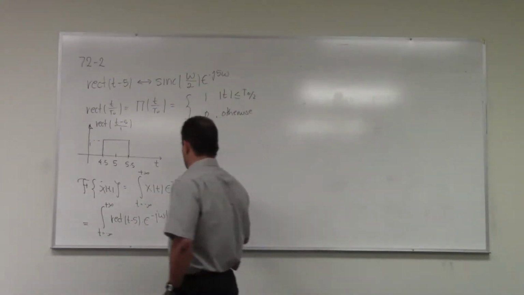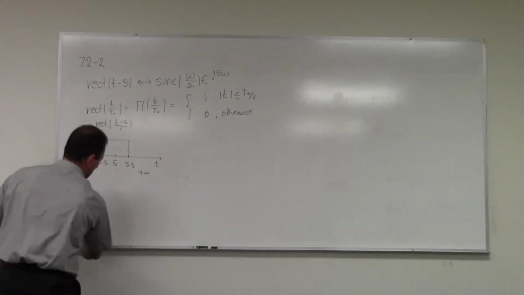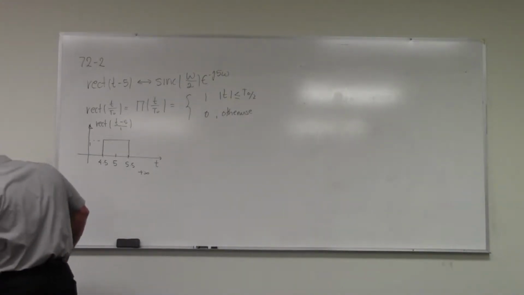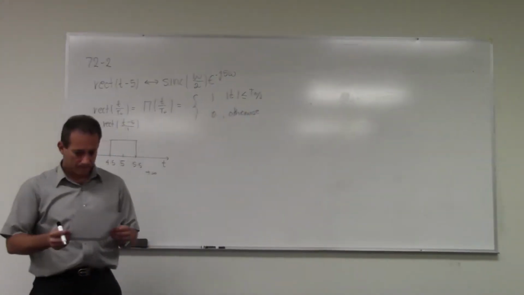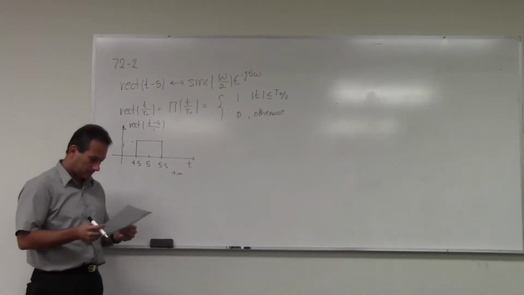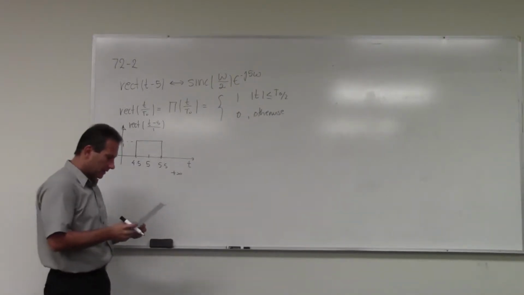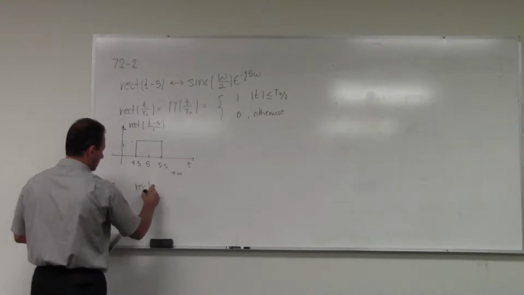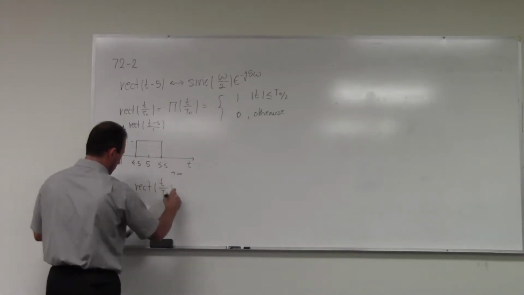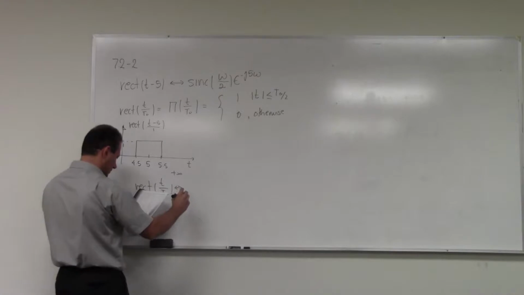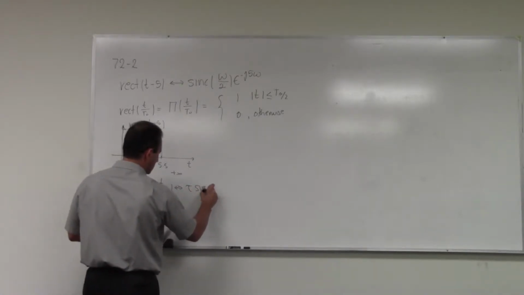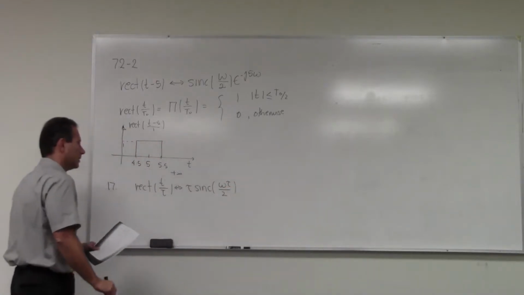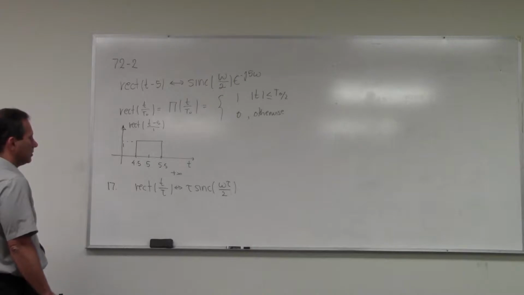If you go to the table that is given on page 702, the item, let me see here, item 17 says that rect of t over tau has a Fourier transform of tau sinc of omega tau over 2, right? So that's the first thing that we know.